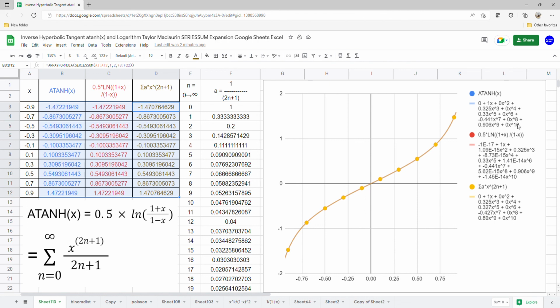Coefficient of x to the 10, 0. This is already 0, 1.45 times 10 to the minus 14, and this is 0. This completes the use of the series sum formula to generate the expansion, Taylor-Maclaurin series sum expansion of inverse hyperbolic tangent and its logarithmic equivalent.